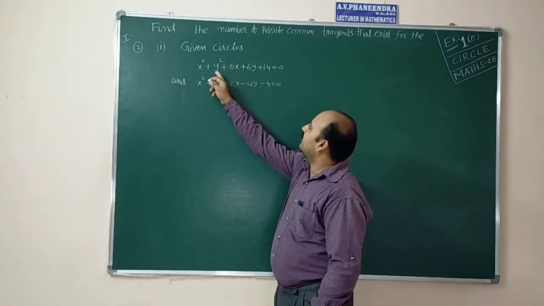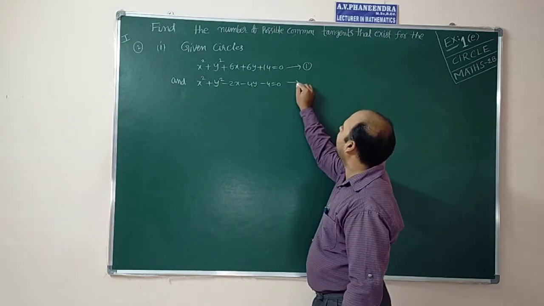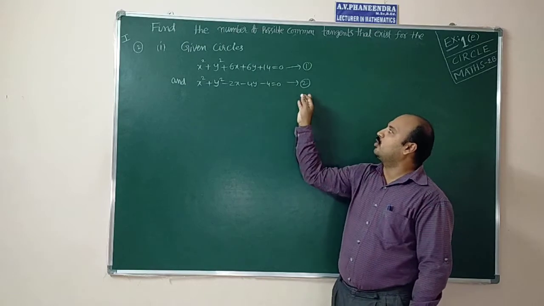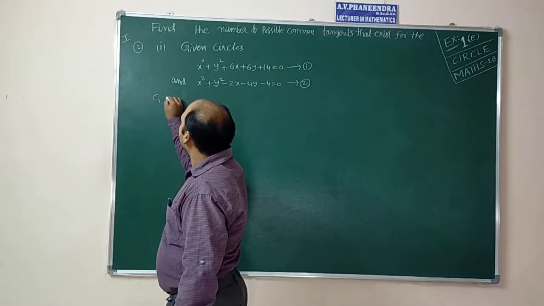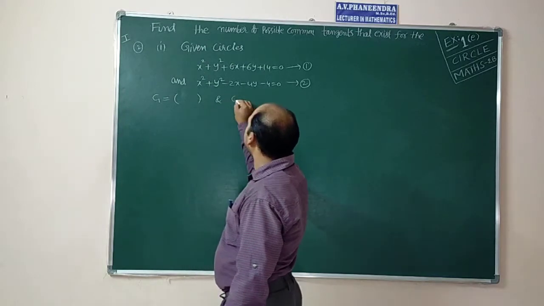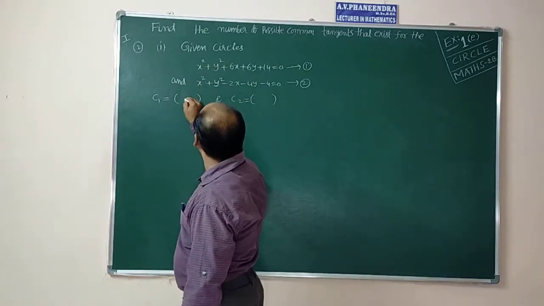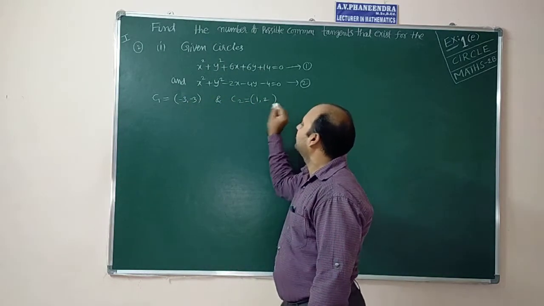Given circles x square plus y square plus 6x plus 6y plus 14 equal to 0, put that as equation number 1, and x square plus y square minus 2x minus 4y minus 4 equal to 0. This is the second equation. According to the procedure, first find both the centers as well as the radii. C1, the first circle's center, is (-3, -3); the second circle's center is (1, 2).